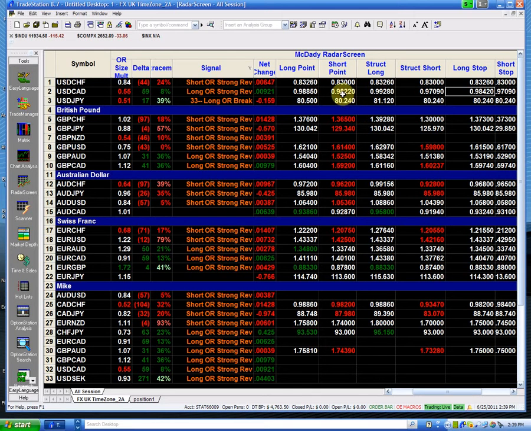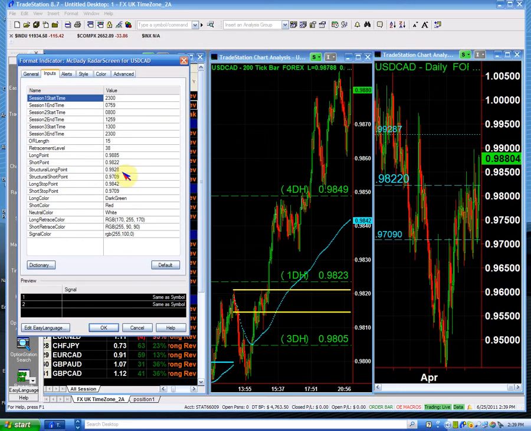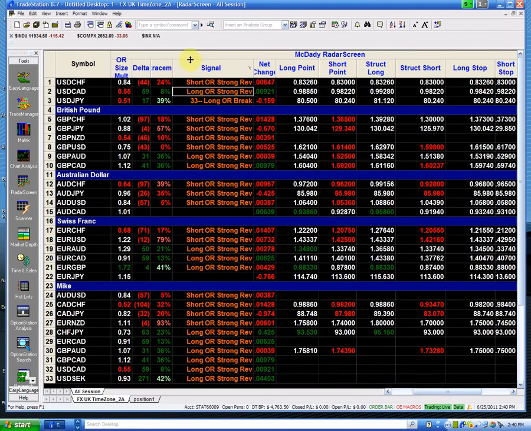We're going to short it below 98.22. Our structure short is 98.22, and my short stop is on the other side of 98.22. So if it goes below 98.22, I'm going to put my stop right on the other side of it. Okay, that is the dollar CAD.